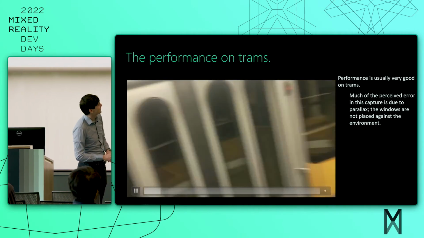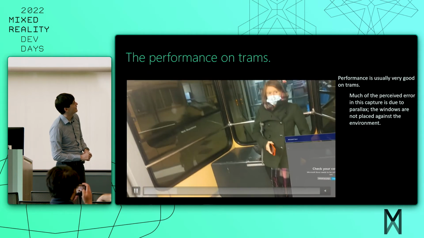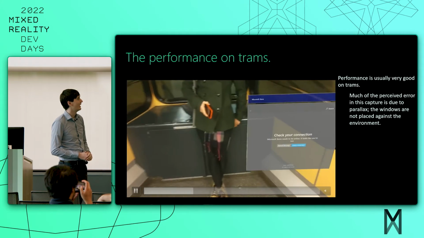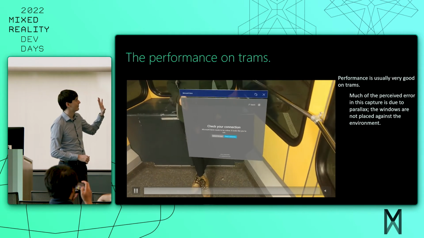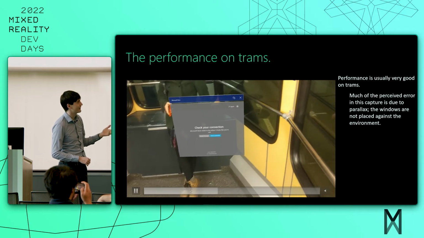Okay, so trams, this is in Zurich. So if you've ever been on the Zurich tram system, generally they're pretty smooth with very high-frequency juddering. So this is a slate that's been put out. And you can see that it wobbles slightly, but it's actually very, very good.